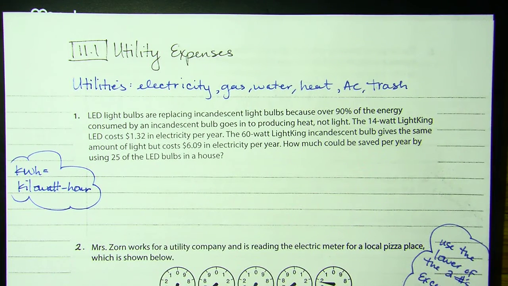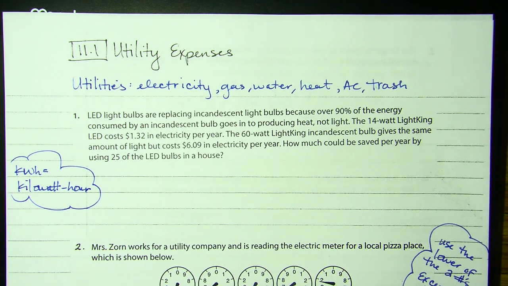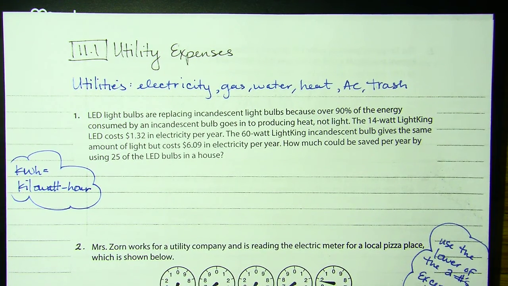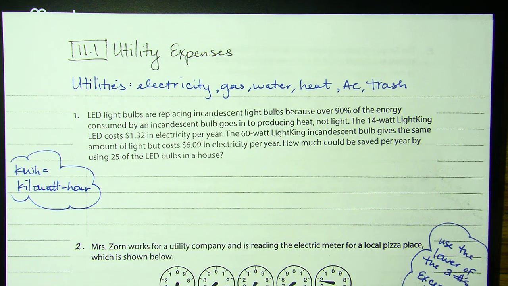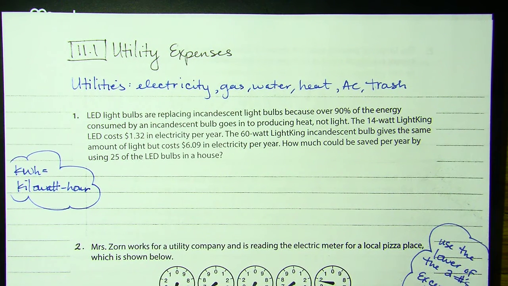Financial algebra, we are going to cover 11.1, which covers utility expenses. This whole unit, Unit 11, is really helpful. Every one of us is going to have to pay for utilities in our life. Utilities include electricity, like PG&E, your gas, water, heat, air conditioning, trash, etc. We are going to go over how to calculate that and some terms that are being used.